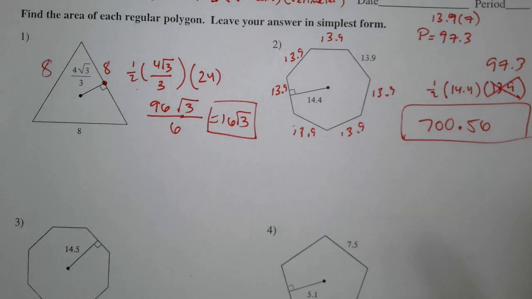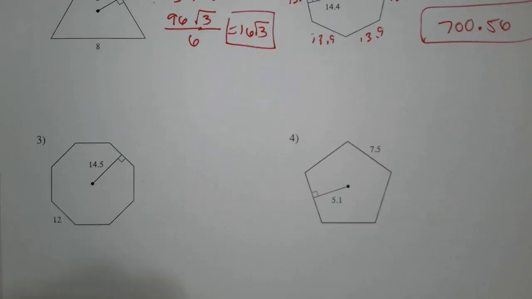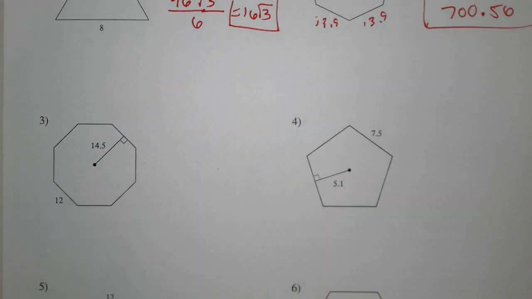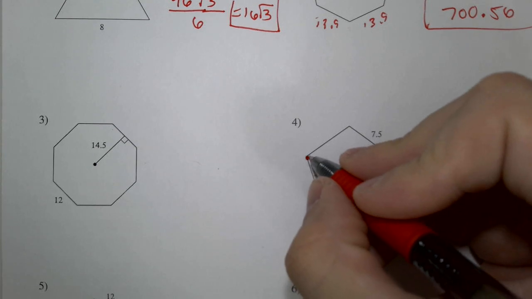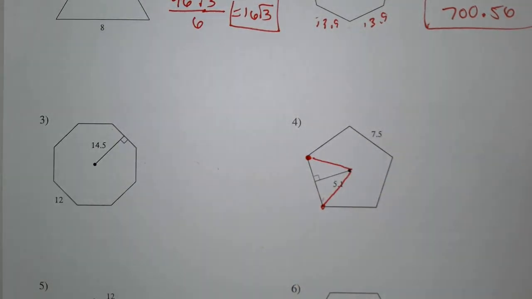You may be wondering why this formula works, because the formula is pretty easy to do. It's just 1/2 apothem times perimeter, but why does that work? Every regular shape, I'm going to use this pentagon here on number 4, can be divided. If you take the sides of it, it can be divided into triangles, like that triangle I made right there.